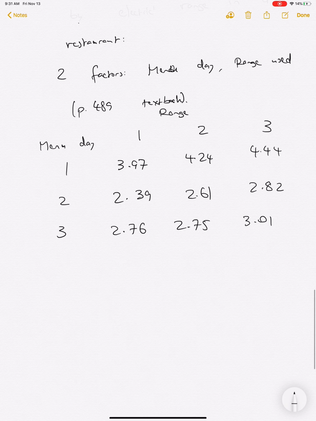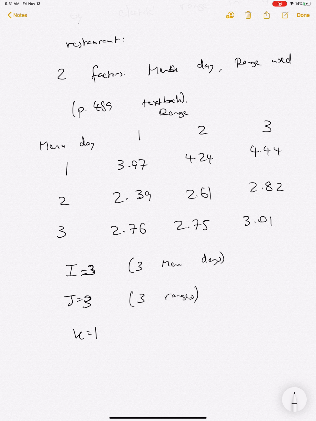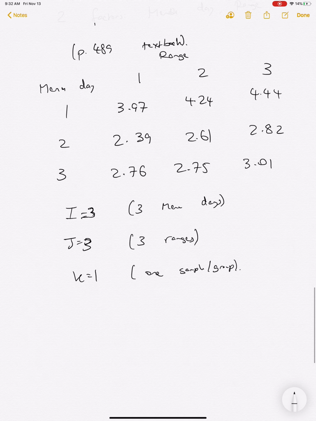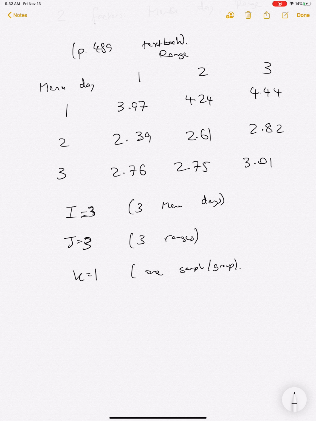Okay, and so in this particular case, we have I equals 3. There's 3 menu days. And J equals 3. There's 3 ranges. And here we have K equals 1, so it's just 1 sample per group. And that might seem a little weird, but even though you only have 1 sample per group, because you have 9 samples in the whole data set, you can still do something. And that brings me to the next point, which is that there are going to be 2 cases we look at.